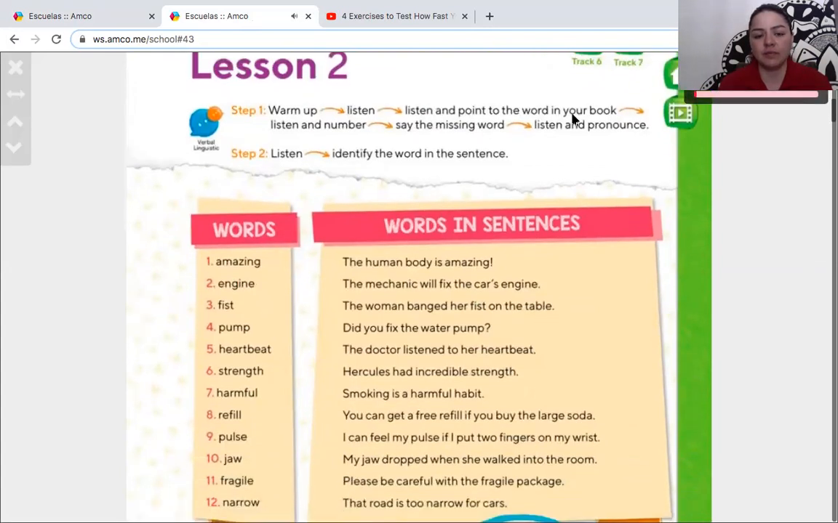Lesson 2. The words you will hear are not necessarily in the same order as the ones in the book. Watch out for the missing word.